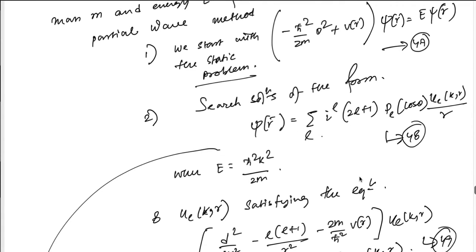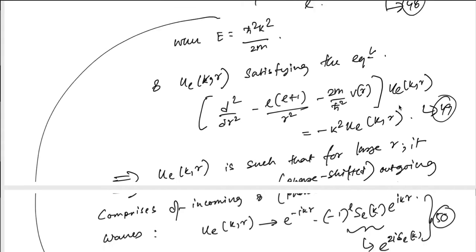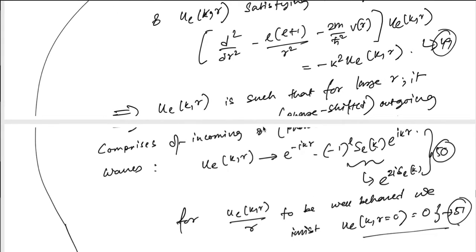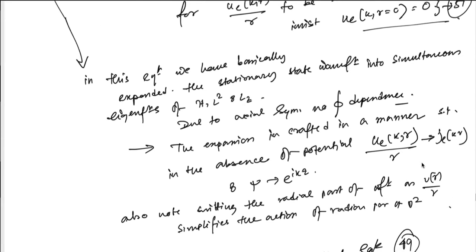So when I plug into that, the only equation we have to solve is this, where we have to work out the U_l, and that solution must have this asymptotic form. Because it's a scattering problem, it must have this asymptotic form at large r, and this at r going to 0. So within this constant we will have to solve this equation.